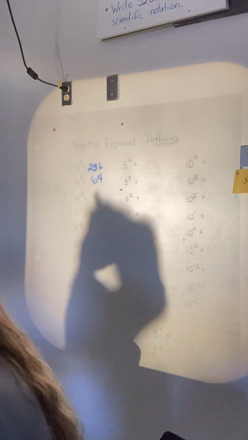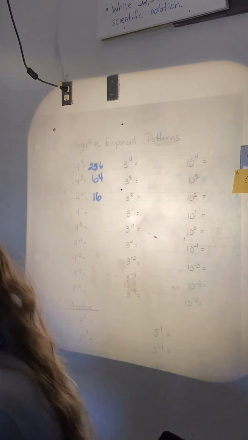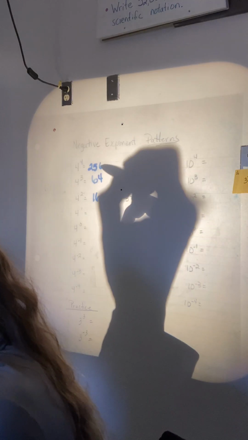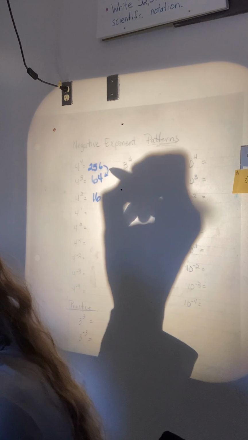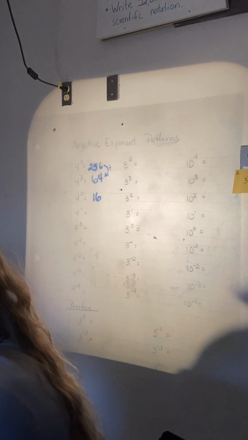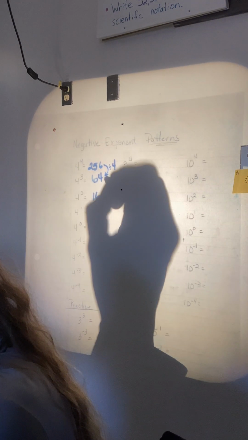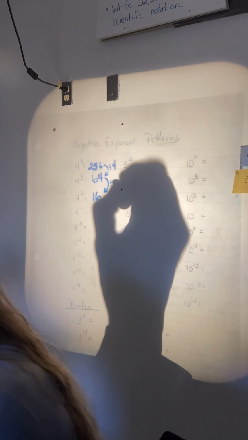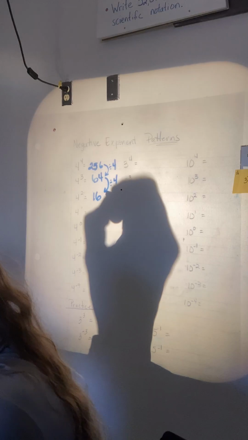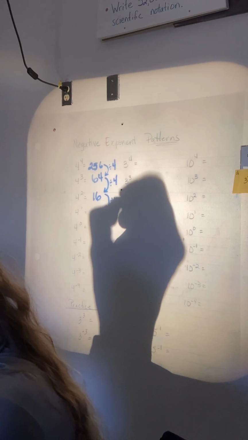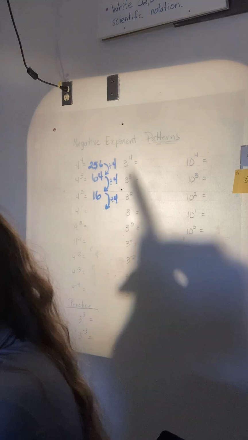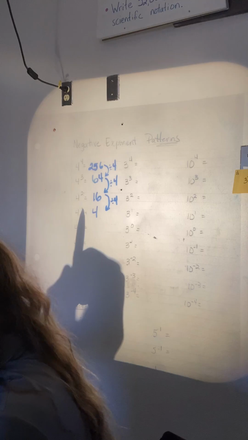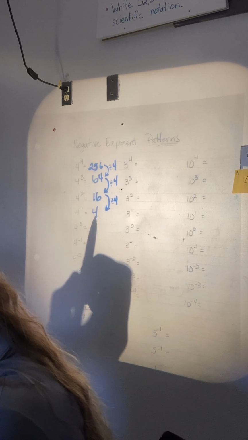Okay, then we have 4 squared, which is 16. Okay, I'm going to stop right here, and I want you to notice a pattern. To go from 256 to 64, we divided by what? 4. To go from 64 to 16, we divided by what? 4. Okay. So to go from 16, we're dividing by 4 again. What's 16 divided by 4? 4. So 4 to the 1st power is 4, right?